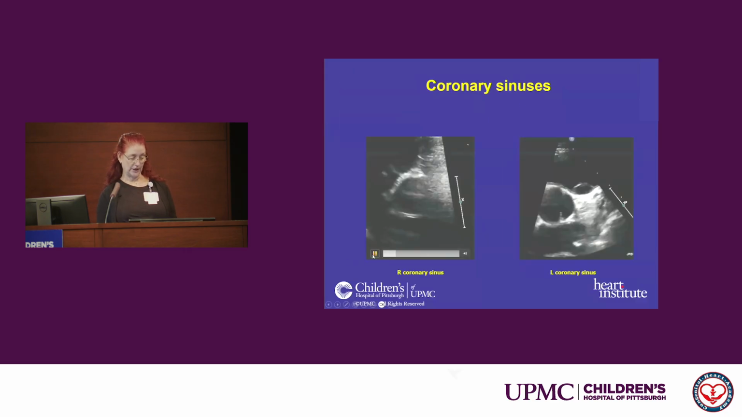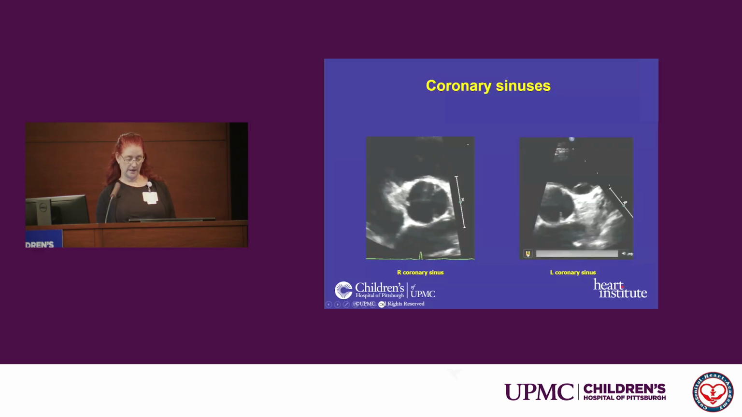We do look for the coronaries. So again, this is the right coronary sinus. This is a parasternal short axis view, and you can see the 2D image of the right coronary. And you can see over here, we've tilted a little bit to see the left coronary coming off the leftward facing sinus, and the last one would be the non-coronary sinus.